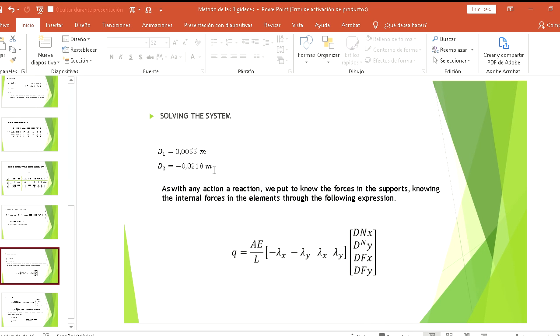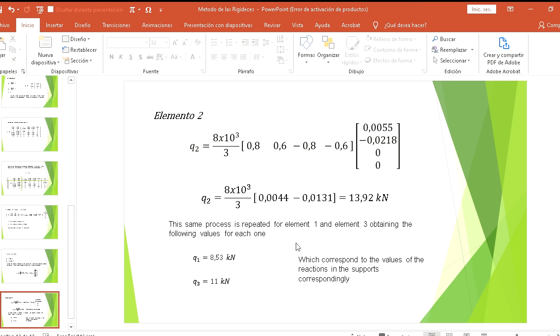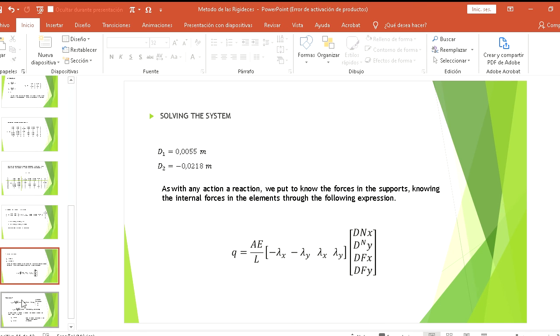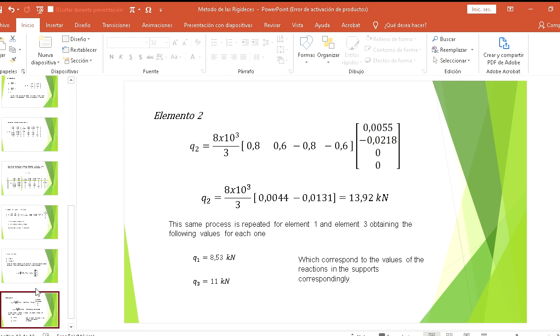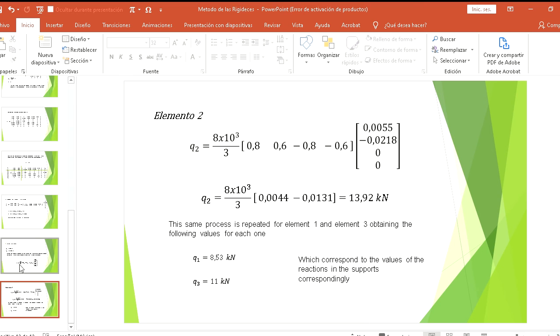meters. As with any action and reaction, we want to know the forces at the supports, knowing the internal force in the element through the following expression. Now for element number 2 in this case, we can substitute the values in this expression and this matrix, and we can make the product, and we know what this force in our element is.